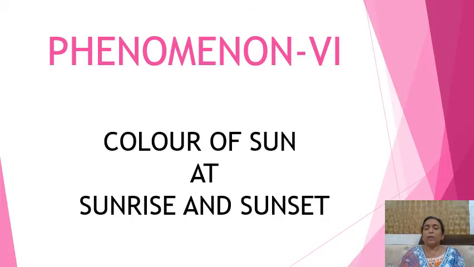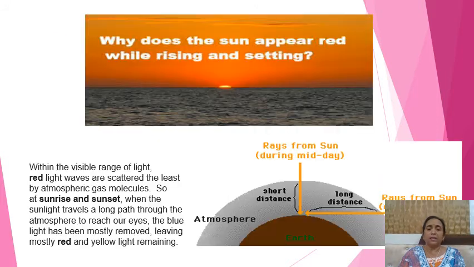The next phenomenon that we are going to know about is the color of the sun at sunrise and sunset. Why does the sun appear red while rising and setting? Within the visible range of light, the red light waves are scattered the least. Why are they scattered the least? Because they have a longer wavelength.